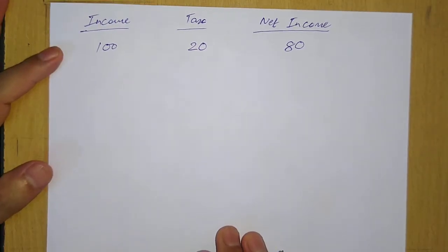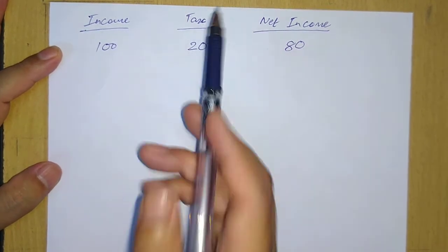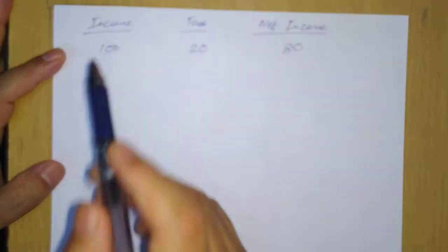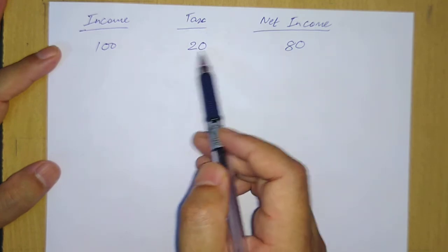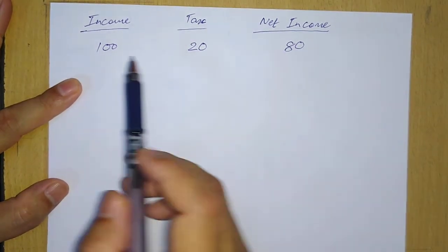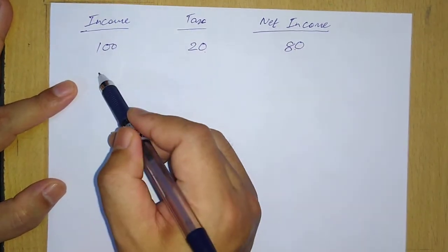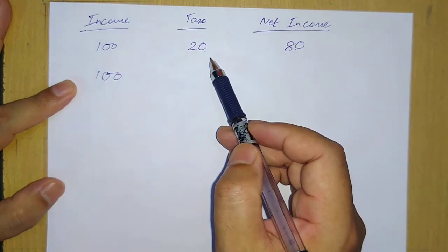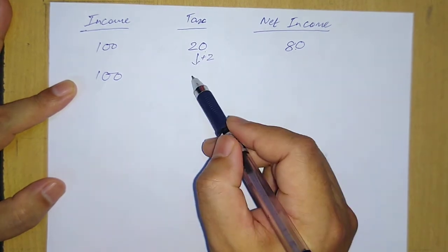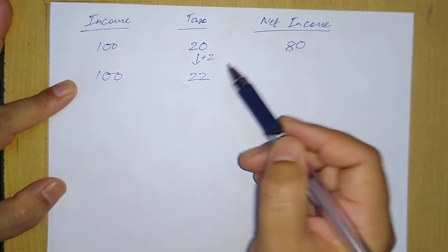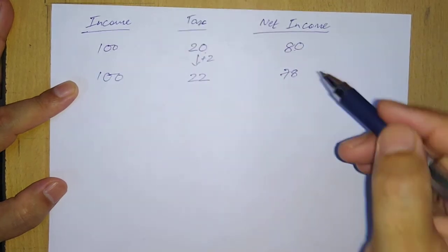Alright, let's see a small concept. Let's suppose I'm a salaried person, I have an income. If my income is 100 and I pay income tax of 20, then my net income will be 100 minus 20, which is 80. Now let's say my income is 100 and my tax is increased by 2. So my new tax is 22. Now my net income will be 100 minus 22, which is 78.